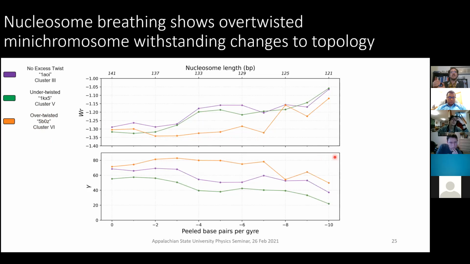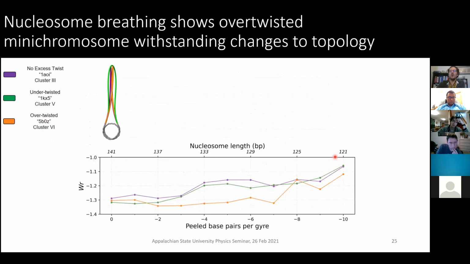It seemed as if it didn't want to open up compared to its examples from a more under twisted group or a group that had no excess twist. So I could take a look at the Writhe and look at the models every, let's say, 4 base pairs removed.